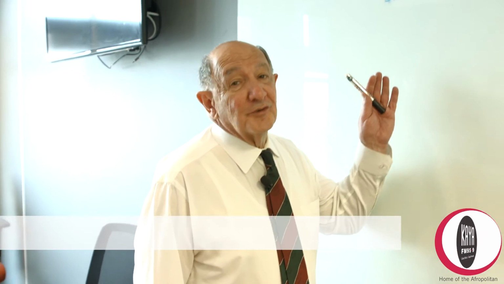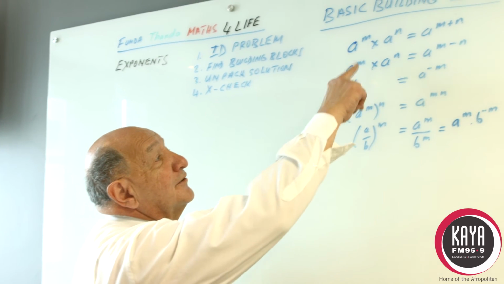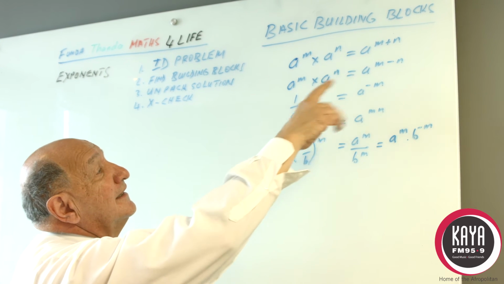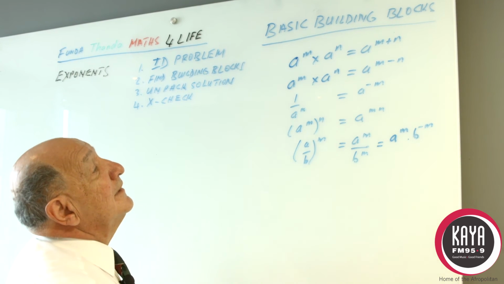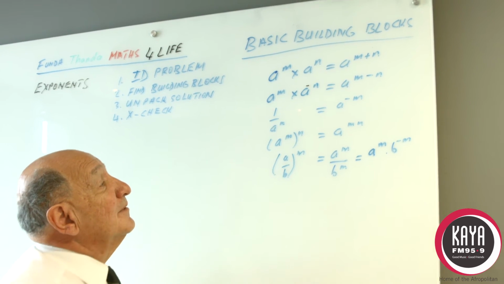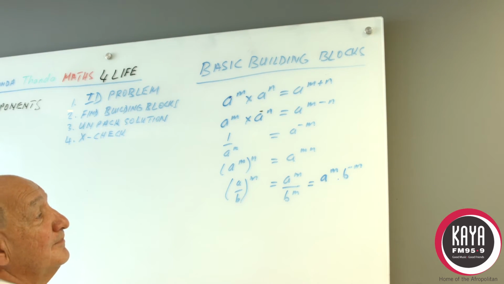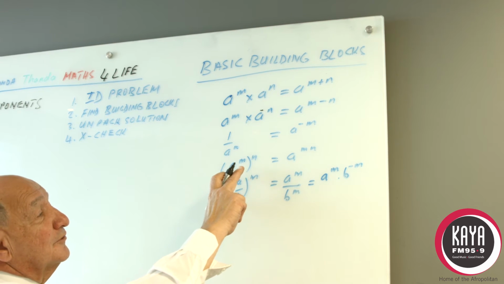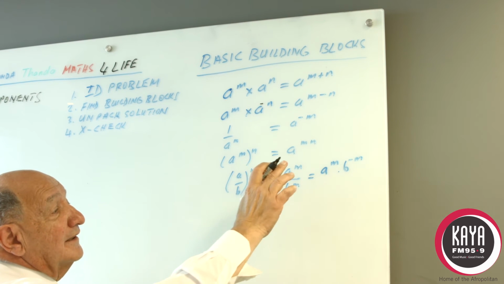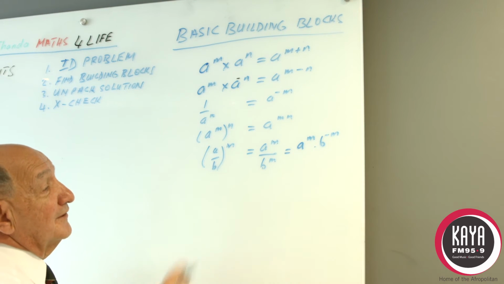Exponents. Now we're going to work with exponents. If we look through our basic building blocks, a to the m times a to the n is a to the m plus n. Then a to the m divided by a to the n is equal to a to the m minus n. And 1 over a to the m is a to the minus m. This is also an important rule. A to the m, bracket, to the power of n is a to the mn. And a over b, to the m, is a to the m over b to the m.